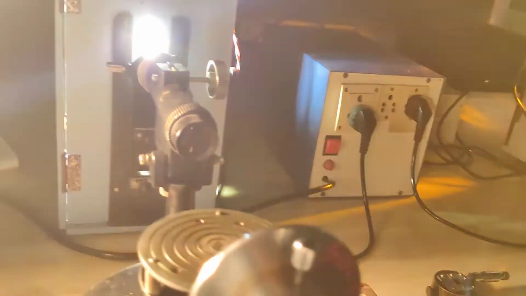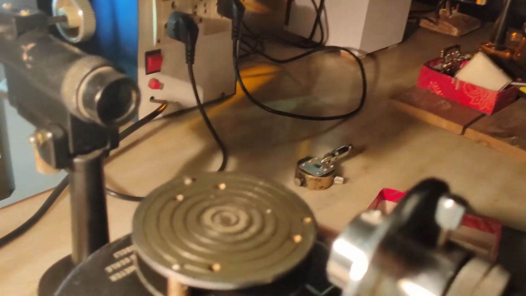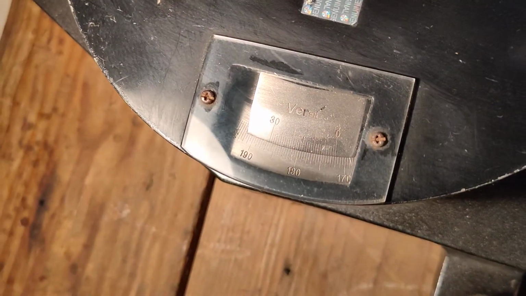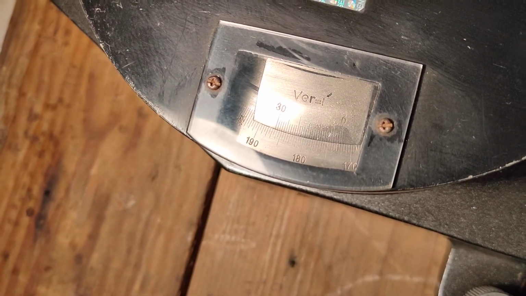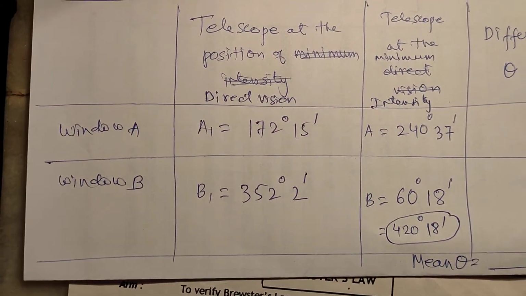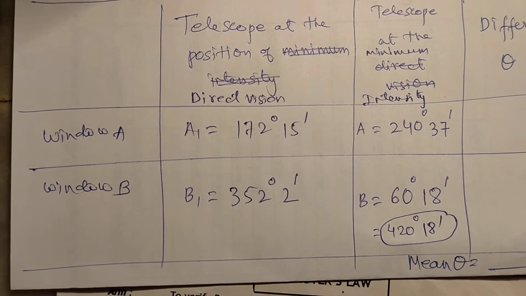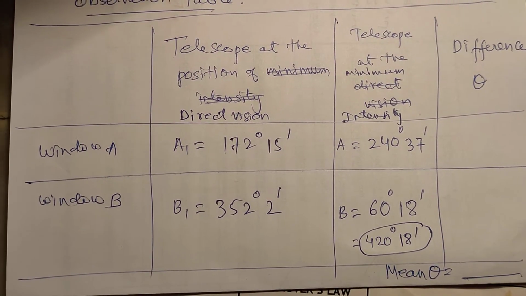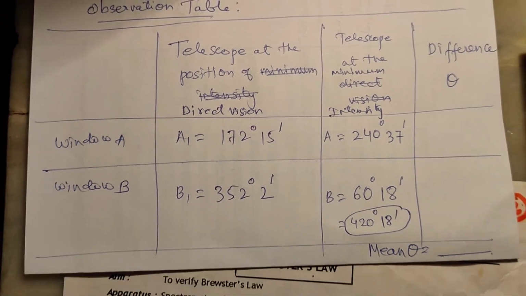Since we want to find the polarizing angle, we have to measure two different positions. One is the direct reading. The direct reading here is around 172 something. I have taken the direct reading first. On window X the direct reading is around 172 degree 15 minutes, and on window Y it is around 352 degree 2 minutes. That is our direct reading.